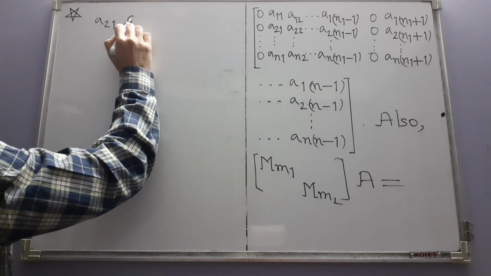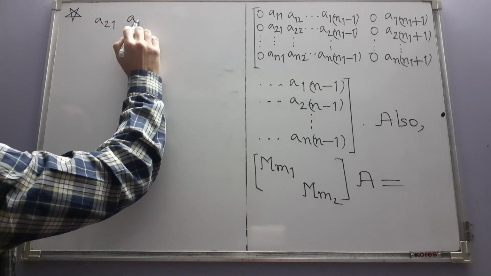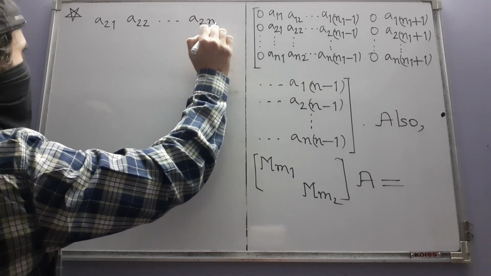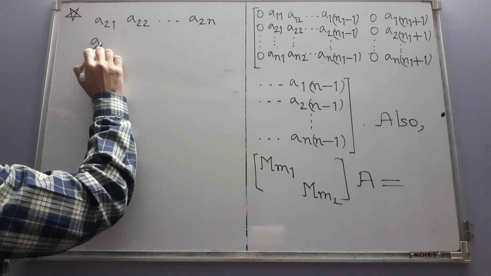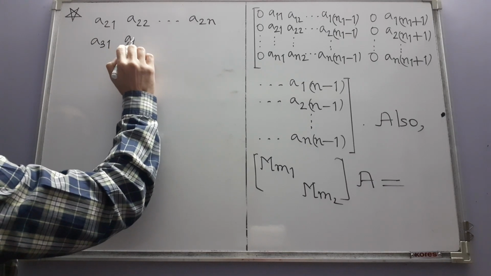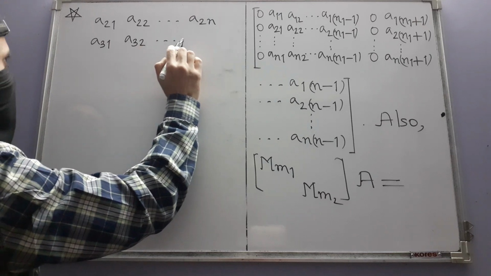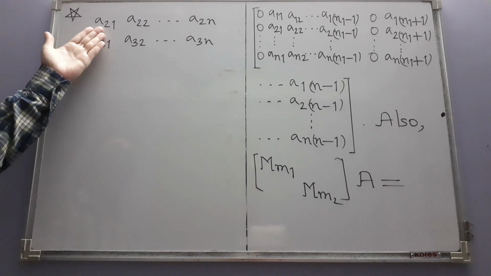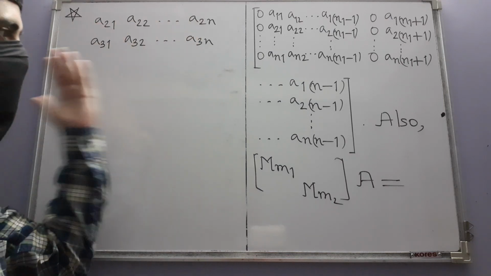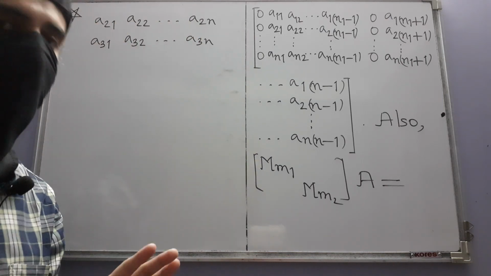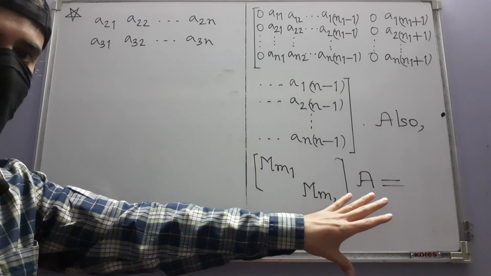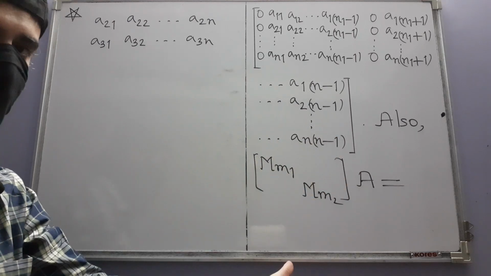A21, A22, A2n, A31, A32, A3n. In other words, we have had to start with the second row of the original A, not the first row. If you see the specific calculation with that 5 by 5 matrix, you will see why it's like that.